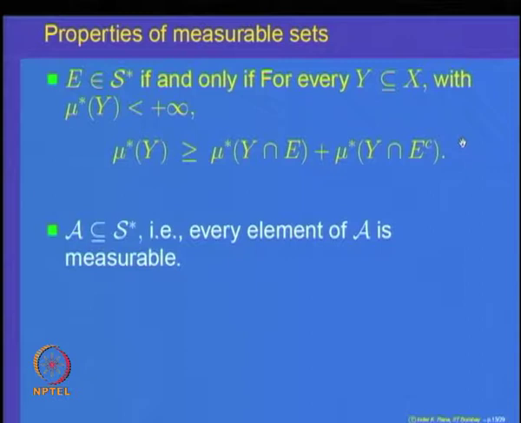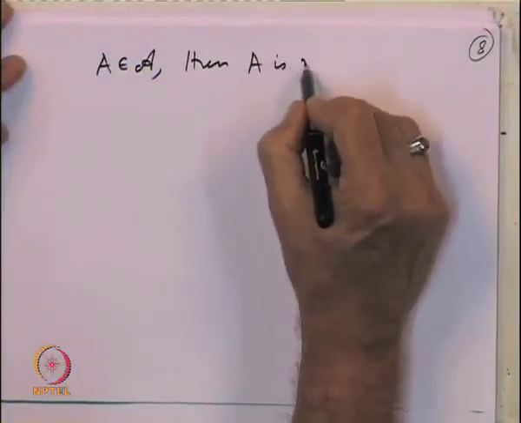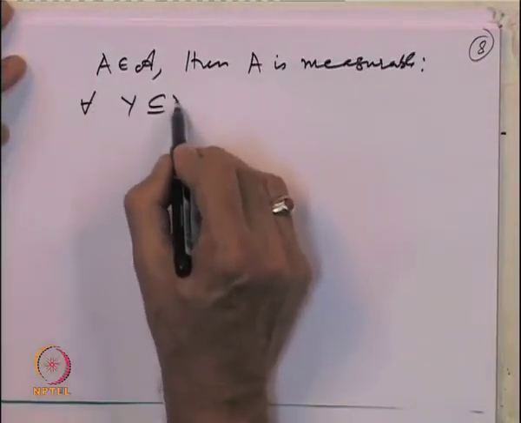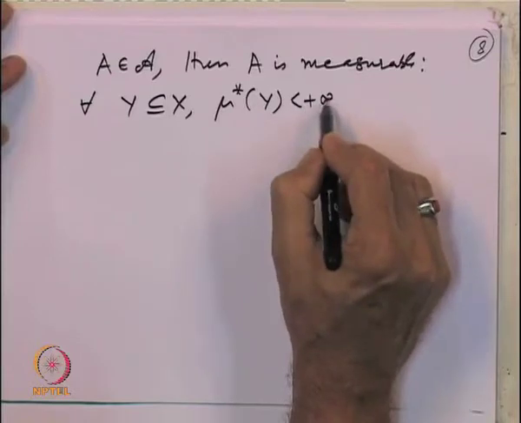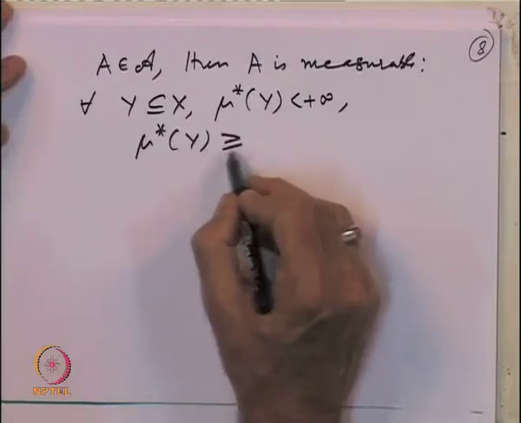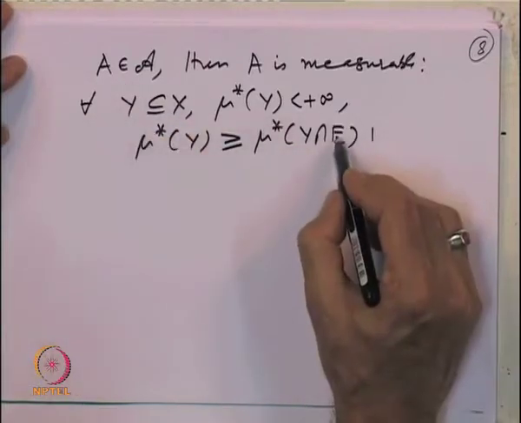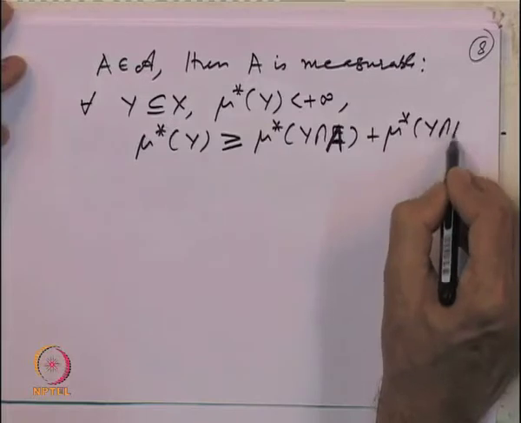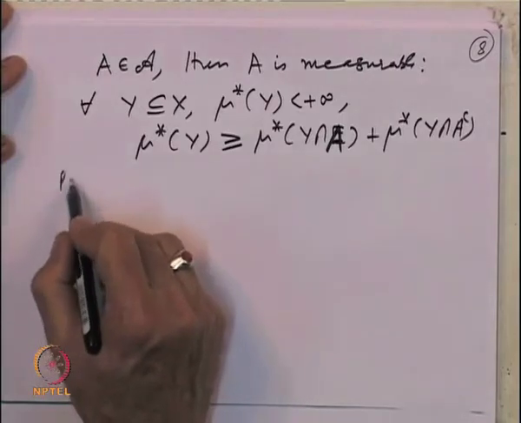Let us show that if A belongs to the algebra, then A is measurable, and that is for every y a subset of x with mu star of y finite. We should have mu star of y is bigger than or equal to mu star of y intersection A plus mu star of y intersection A complement. So, this is what we have to show. Let us look at the proof of this.